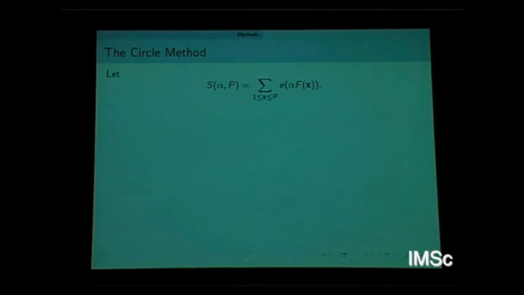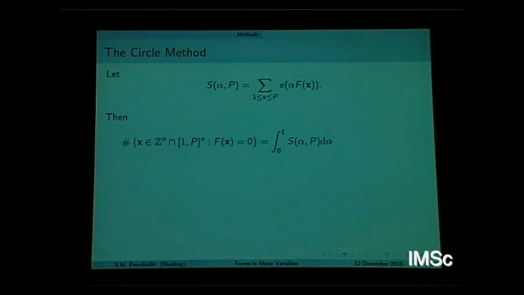So you take a generating function. Here our generating function sums over all integer points whose coordinates are between 1 and P, and then we take an exponential function, e to the 2 pi i alpha, where alpha is a real number, and we evaluate our form f at this integer point.